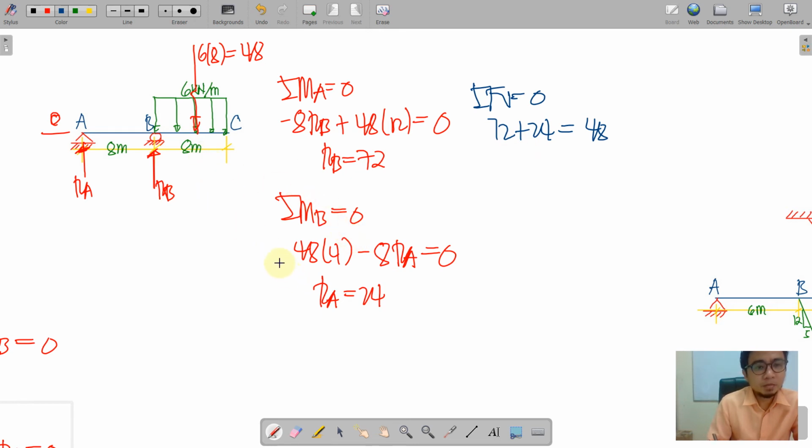Okay. So we have to check again our equation. Moments at B, summation 48. And then I think, here it is, that should be plus. Okay. So if that is plus, therefore, our result here shall be equal to negative.